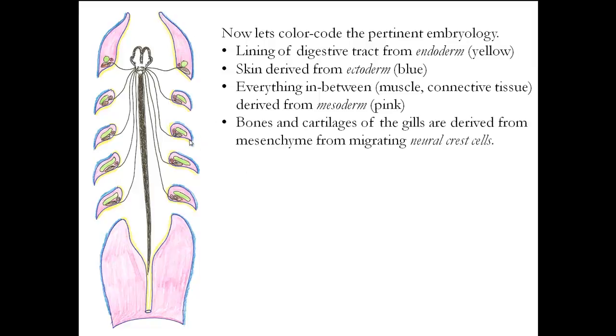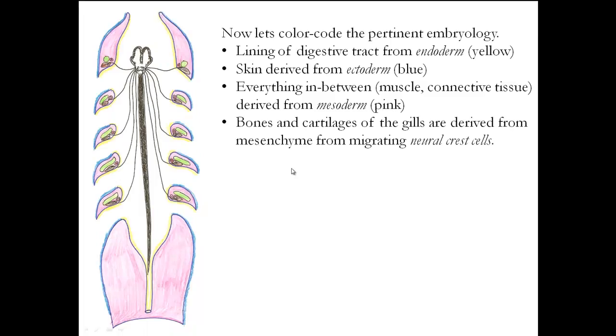Now, bones and cartilages of the gills and of the pharyngeal arches don't come from endoderm, ectoderm, mesoderm per se. They come from mesenchyme, or undifferentiated cells, that arise from neural crest cells. And if you remember from the earlier video, neural crest cells are derived from ectoderm. It involutes, follows the neural tube in, but thereafter those neural crest cells migrate all over the body. They form ganglia, they form melanocytes, and one of the things that they form are the connective tissues, the bones and cartilages of the face and the neck. So in this case, the pharyngeal arches are getting those structures from neural crest cells.